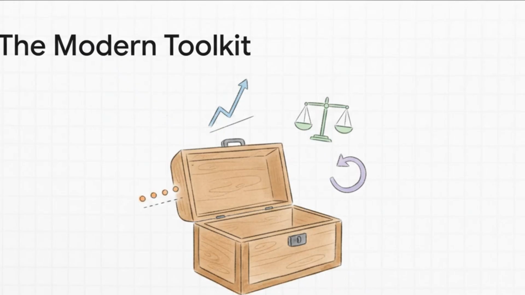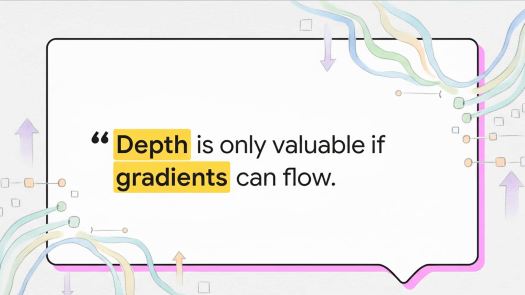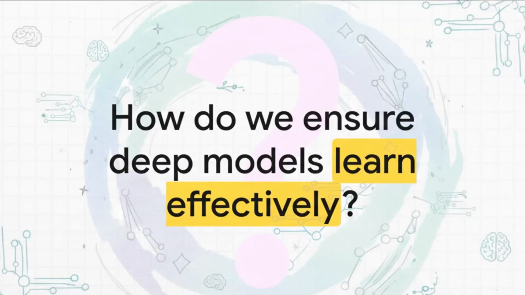So, ReLU isn't the only trick. We now have a whole toolkit to keep gradients flowing, allowing for crazy deep networks. And it all boils down to this one crucial idea you've got to remember in deep learning. This is the big question we're still asking. How do we make sure deeper is actually smarter?